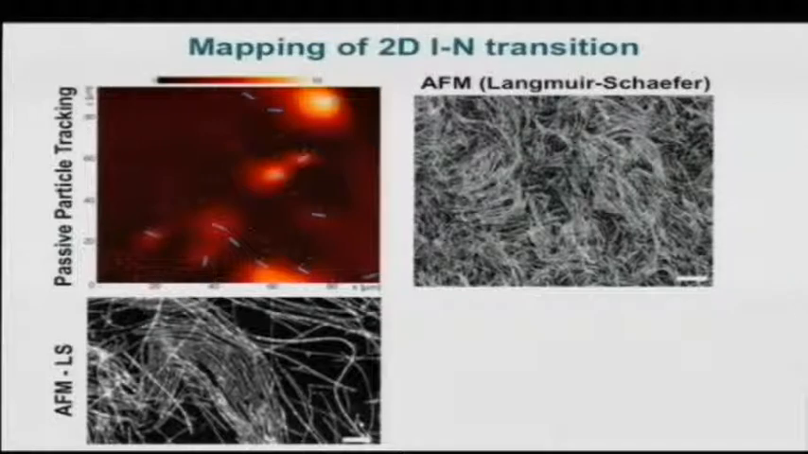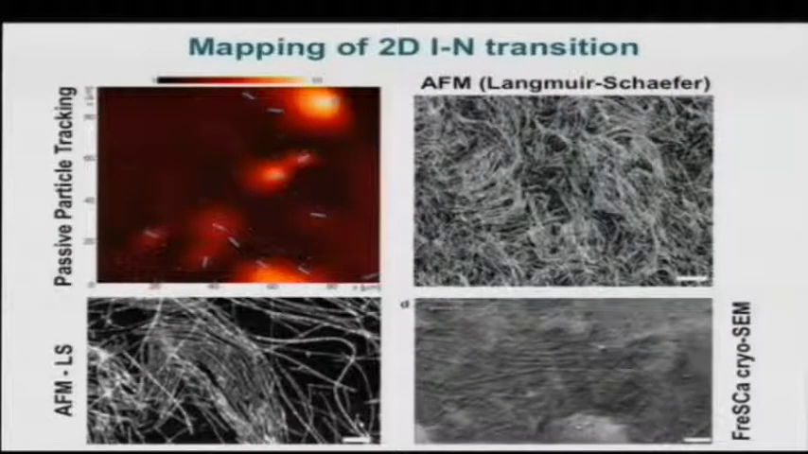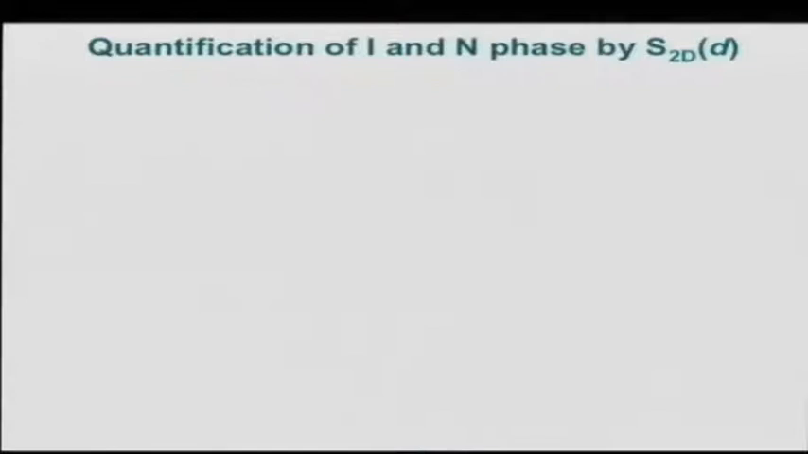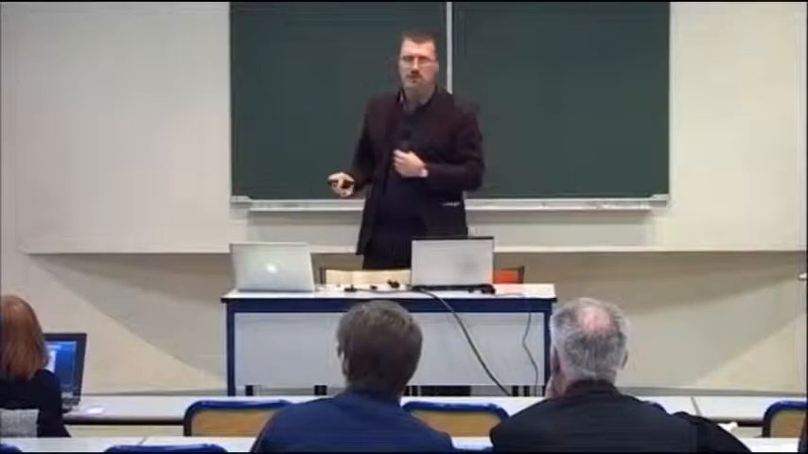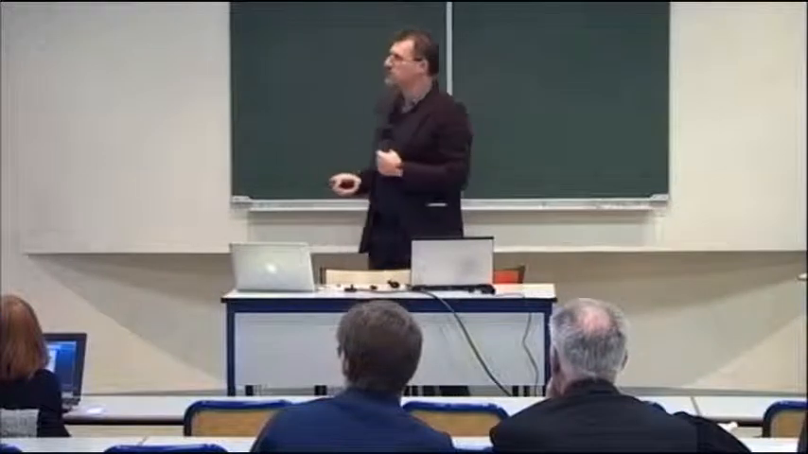And we do know that this is without any artifact because if you cross-check with a third technique, which is cryo-SEM, and you peel off the oil phase, you see everything from the oil phase into the water phase, you do see again in all these techniques isotropic and nematic phases coexisting in 2D. So is this enough to say that this is a first order transition?